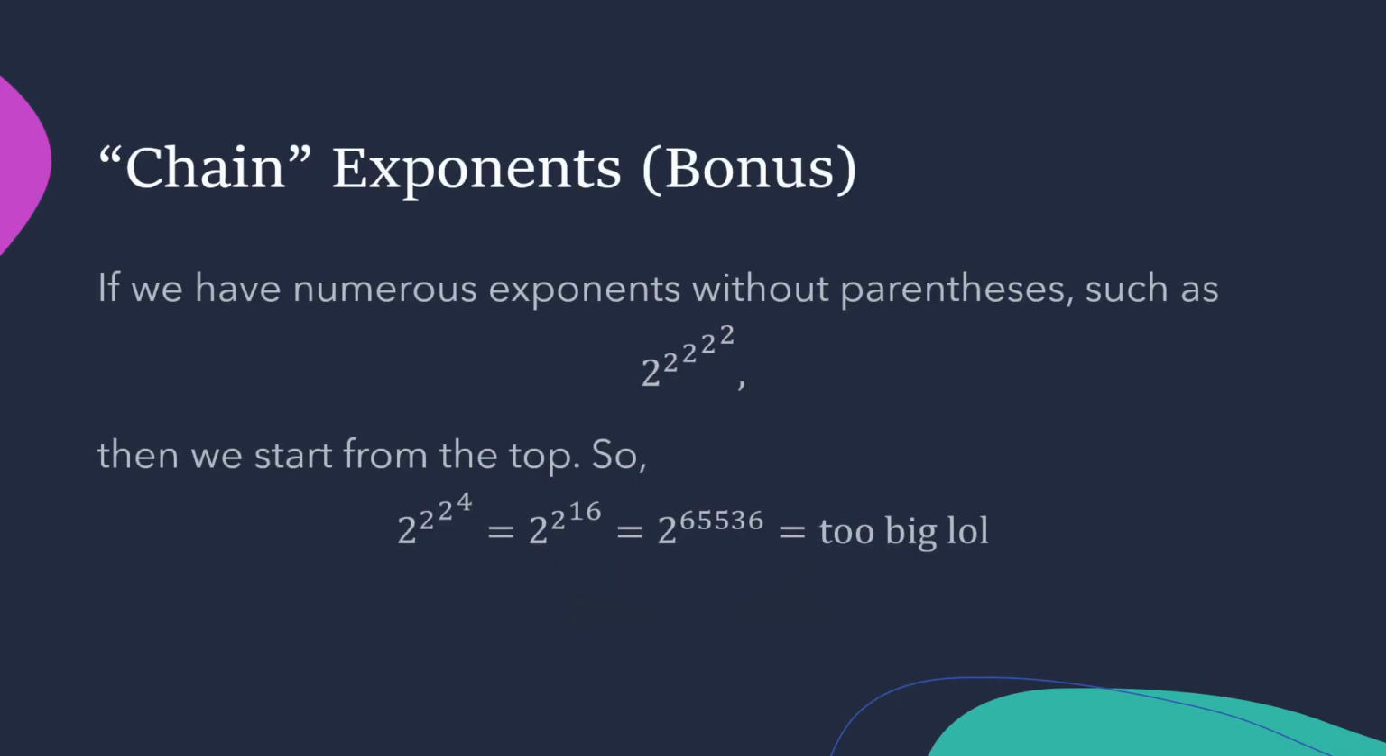And a bonus slide: if you have something funky that looks like 2 to the 2 to the 2 to the 2 to the 2, then you have to start from the top. Like so, 2 squared is 4, so now it's 2 to the 2 to the 2 to the 4. 2 to the 4 is 16, now we're left with 2 to the 2 to the 16. 2 to the 16 is 65,536, and 2 to that number is extremely large. It probably doesn't fit on the slide. That's just a cool topic if you're interested.